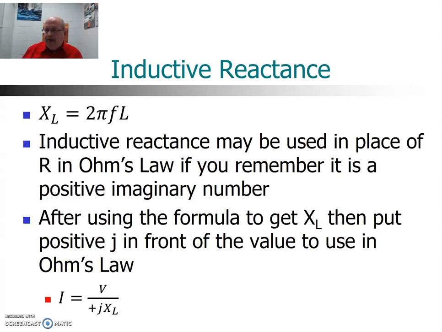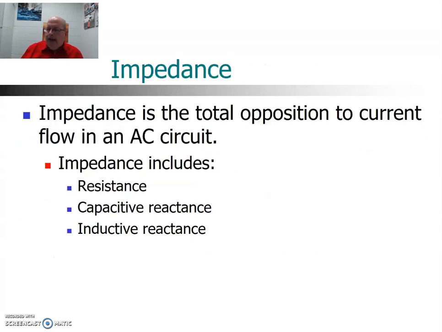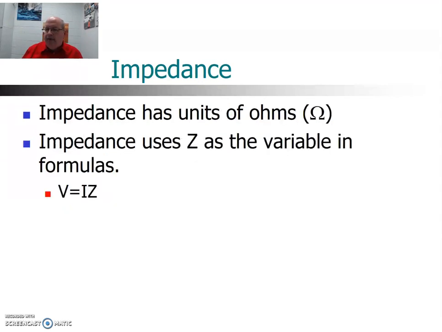We have I is equal to V over plus J XL. Now, if we combine these ideas of resistance and reactance, we get a new term called impedance. Impedance is the total opposition to current flow in an AC circuit, and it includes all of these ideas that we just covered. So, units for impedance are ohms again, and we're going to use the variable Z whenever we're using impedance. So now Ohm's law looks like this.